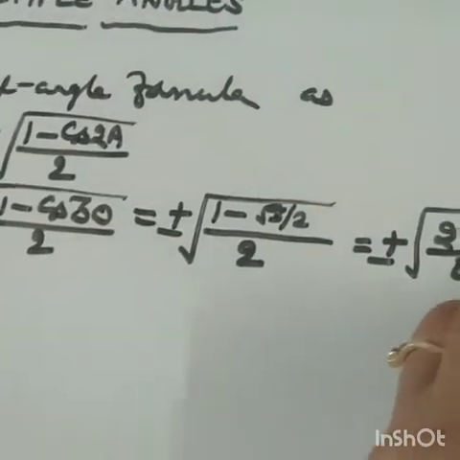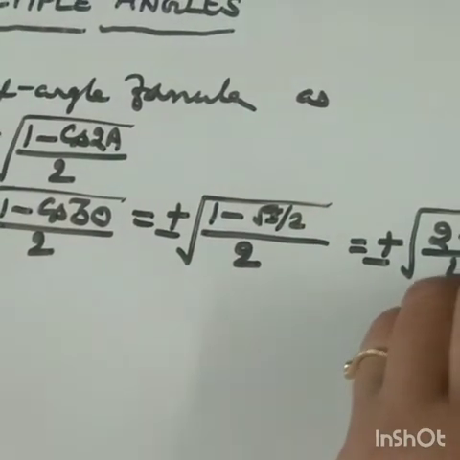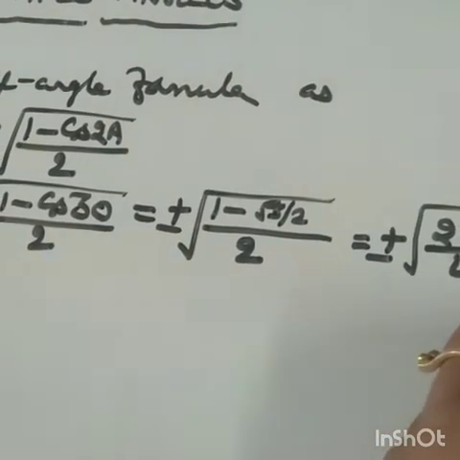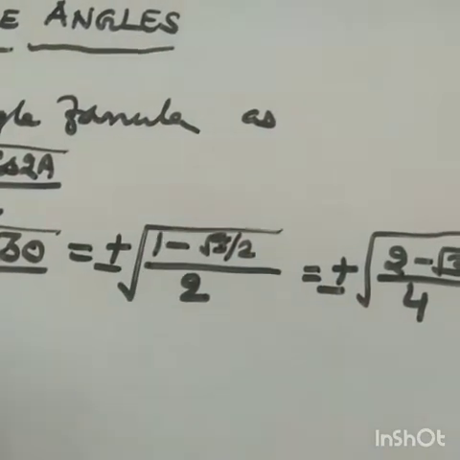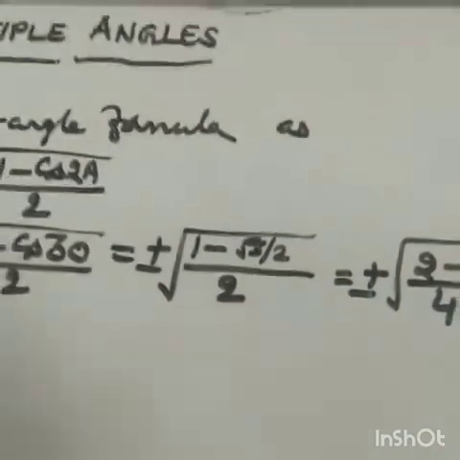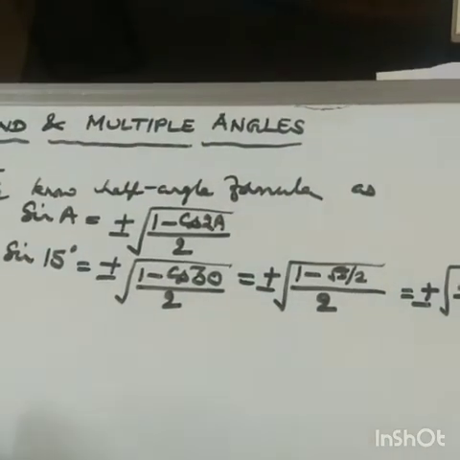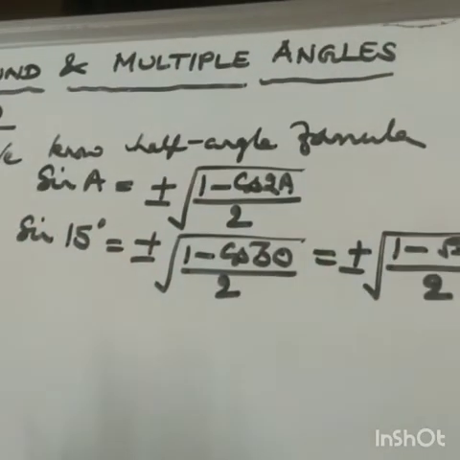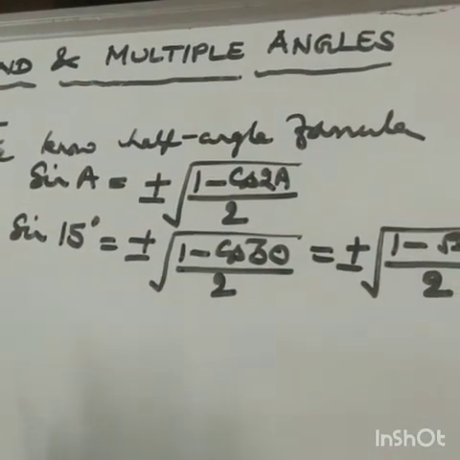So you can write it as half. Of course plus minus will be there. Under root 2 minus root 3 will be your final answer. I hope it is clear. Hence, this is how you can make use of the half angle formula for finding any angle or any T ratios.